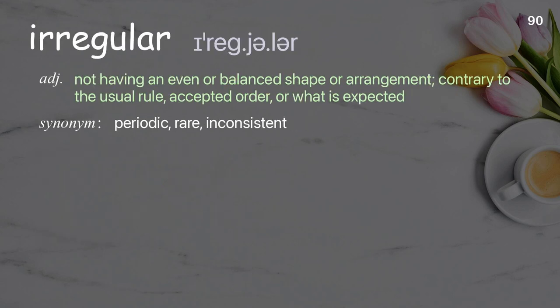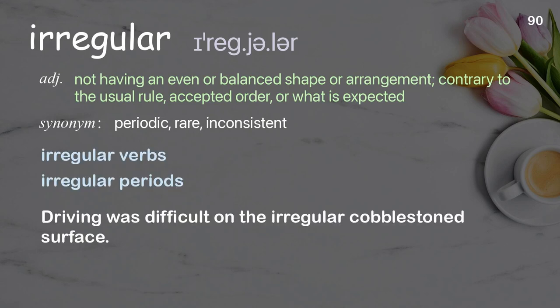Irregular: not having an even or balanced shape or arrangement, contrary to the usual rule, accepted order, or what is expected. Examples: irregular verbs, irregular periods. Driving was difficult on the irregular cobblestone surface.